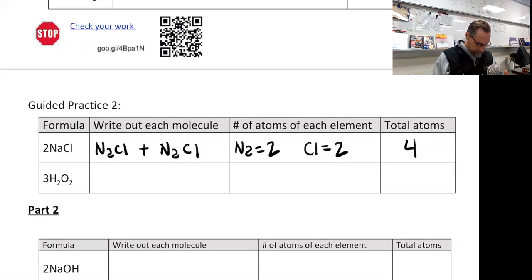Okay, let's go ahead and do the next one. So the next one, I'm going to write out the entire molecule, each molecule. So there's a 3 in front of it, so I need to write 3 of these.